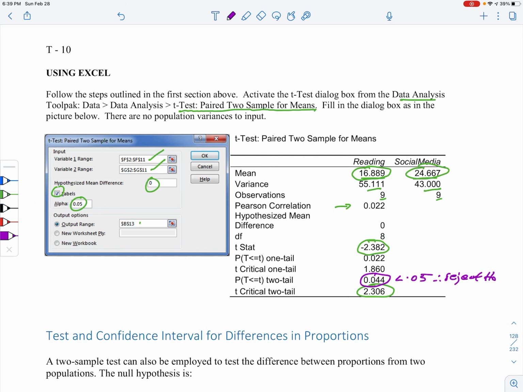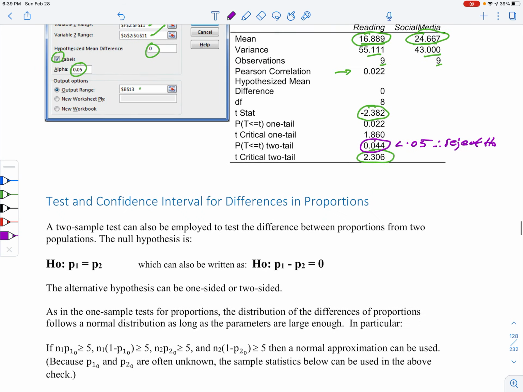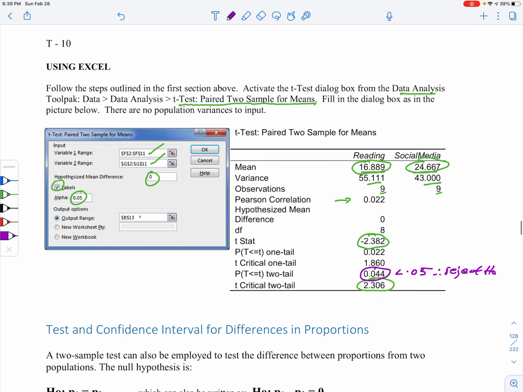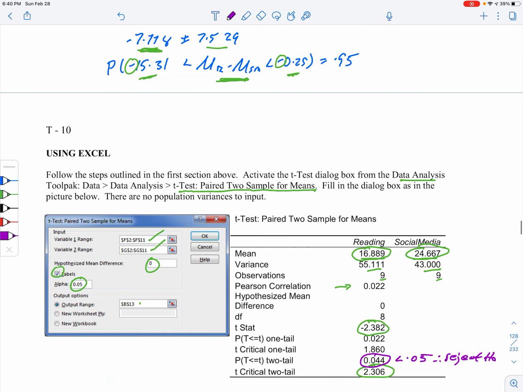And that is the end of this lesson. There's one more test that we'll take a look at, and that is confidence intervals for differences in proportions, which you may have to do by hand, but I want to show you that in the last video.